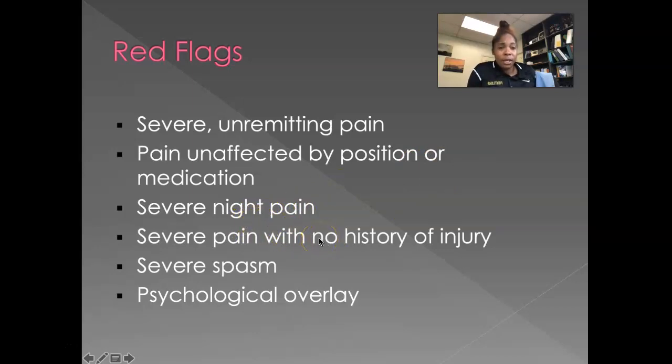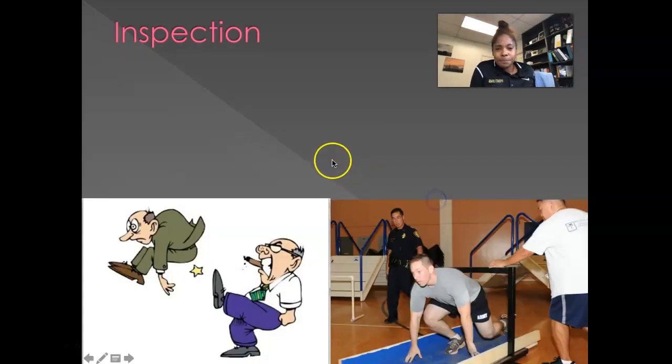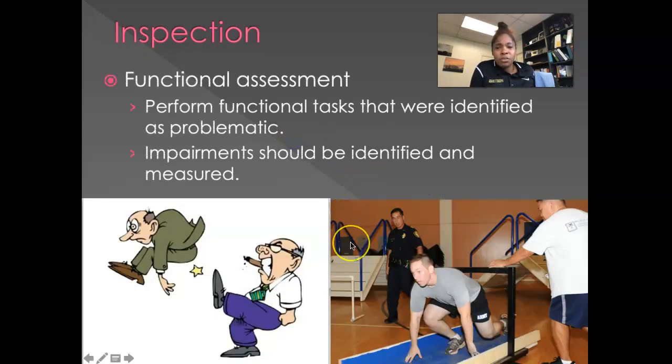They just come in and they're complaining of pain. Usually that's systemic, like fibromyalgia. Severe spasm. And then last but not least, psychological overlay. So again, we're going back to this idea that we're counselors somewhat, right? We need to make sure that not only are we assessing our patient's injury, but we're also assessing their mental health in some way, shape, or form. All right, so inspection will also involve a functional analysis.